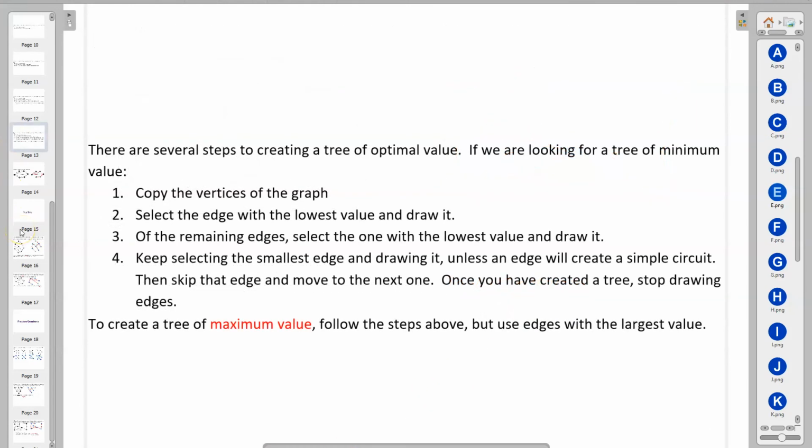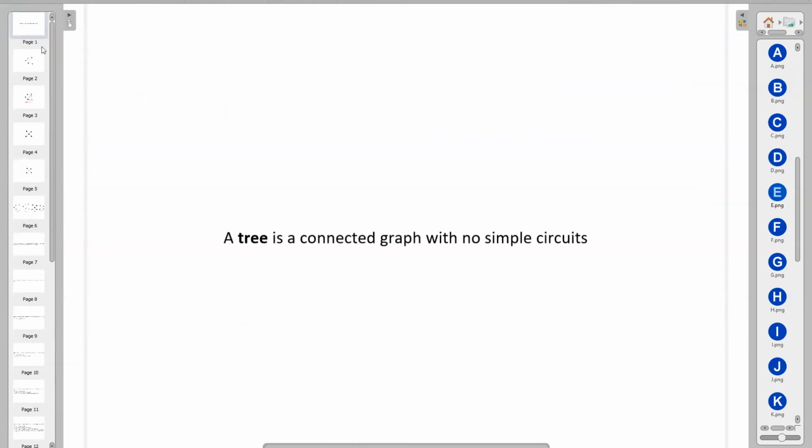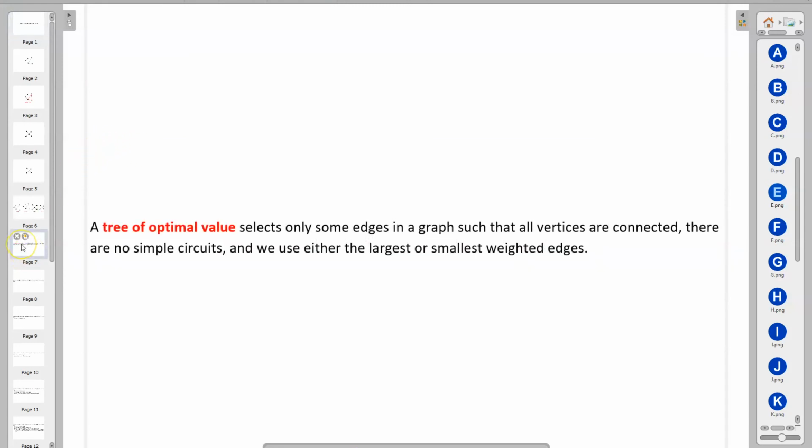Recapping the main points in this lesson. A tree is a connected graph with no simple circuits. A tree of optimal value selects only some edges in a graph so that all vertices are connected. There are no simple circuits, and then we use either the largest or the smallest weighted edges.